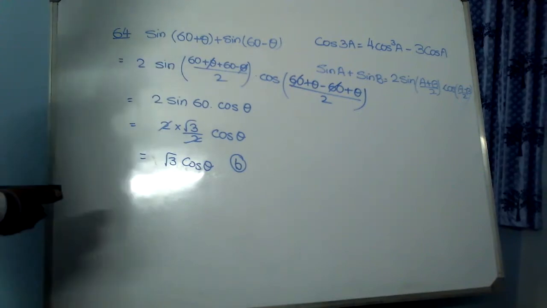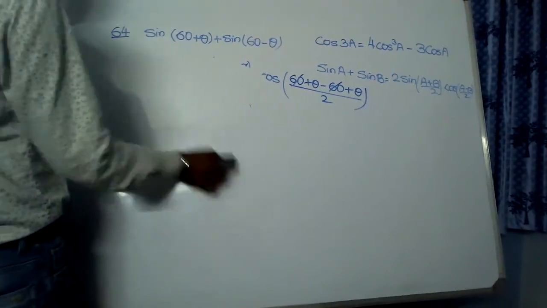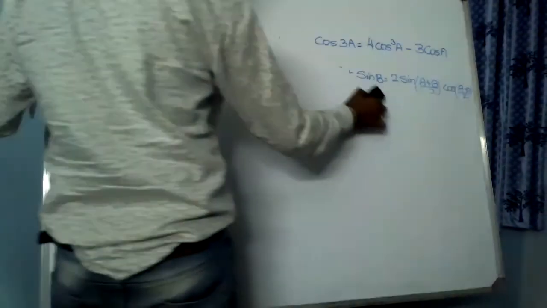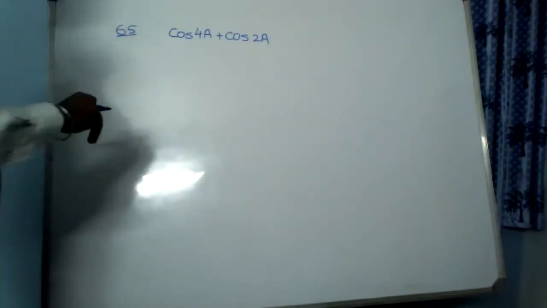Okay, we are in question number 65 now. What does question number 65 say? It says cos 4a plus cos 2a.